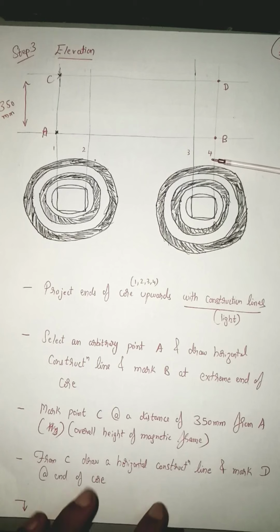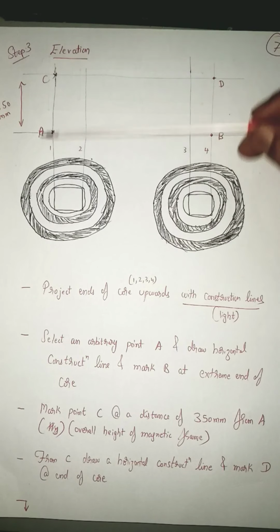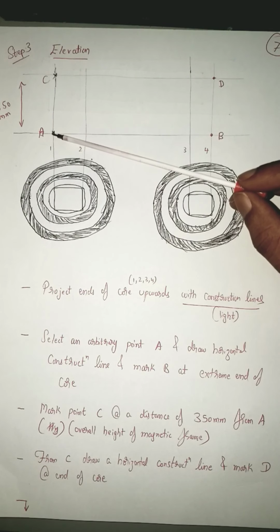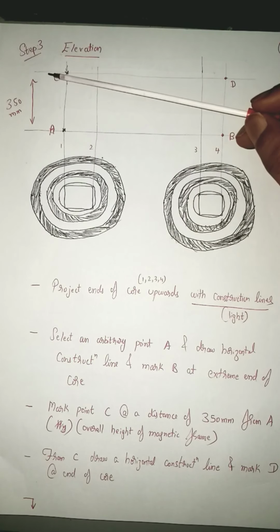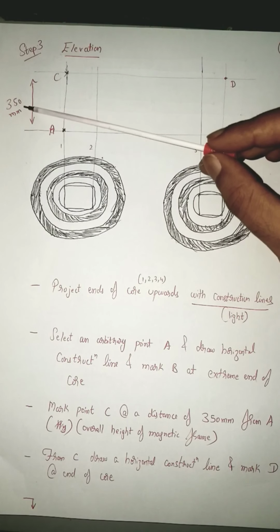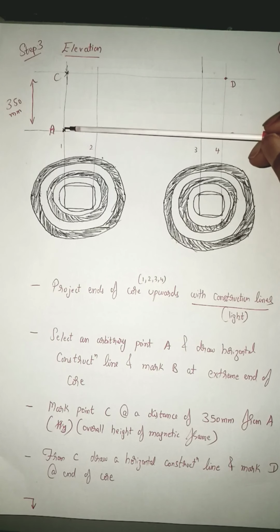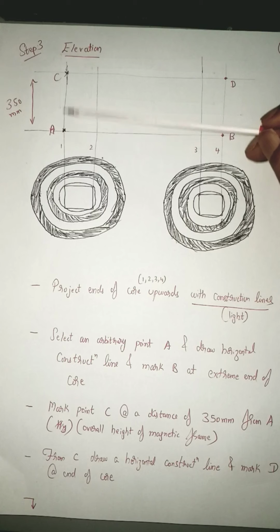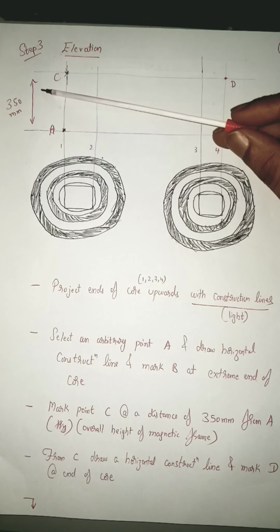Then what we do is, at some arbitrary point along this stage here, I'll select a point A. I know the overall height of the transformer. The overall height of the core or the magnetic frame is given as 350 mm. So from point A to point C, it is 350. I have taken some random position for point A. From here, I locate point C, which is at a distance of 350 mm.